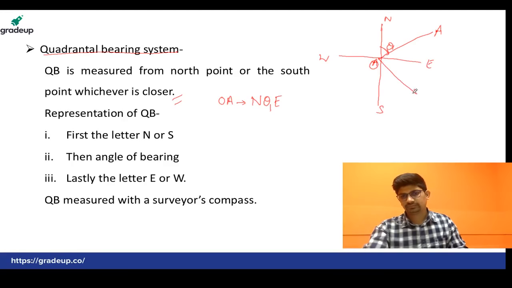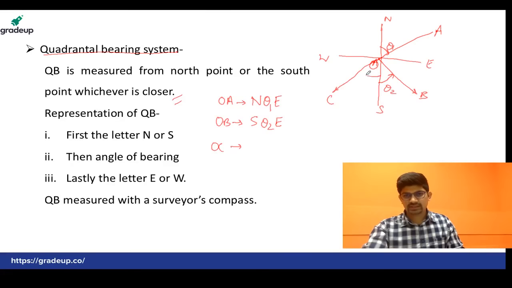Suppose there is a point B. For the line OB, let this angle be theta 2. This is closer to the south point, so it will be south theta 2, and it is towards the east, so E. For the line OC, let this angle be theta 3. It is towards the south, the angle is theta 3, and it is towards the west.